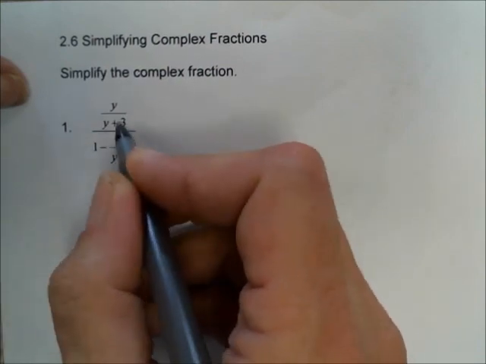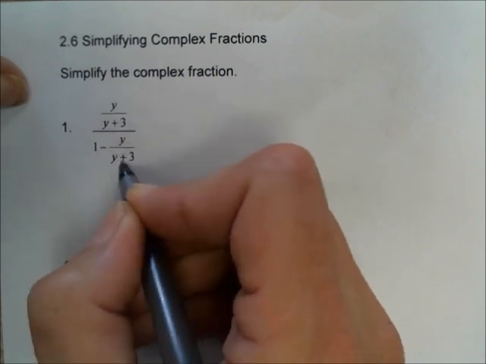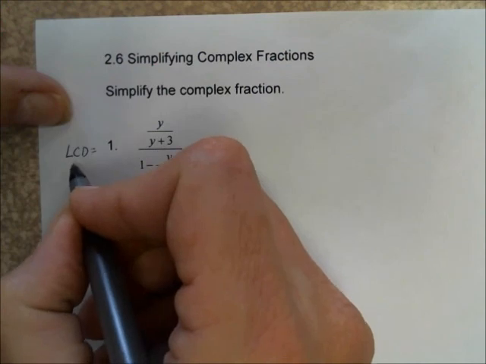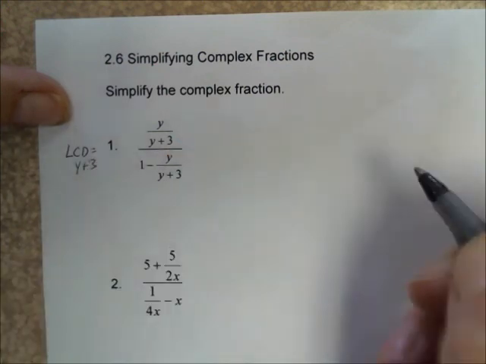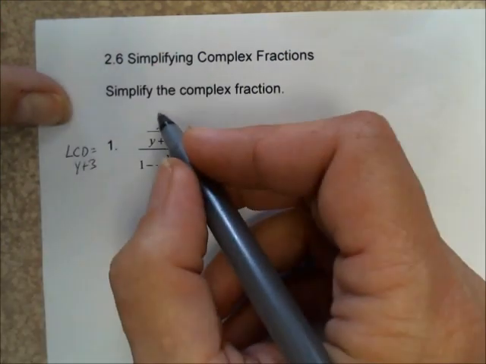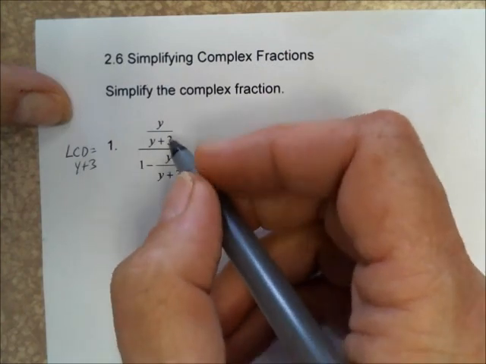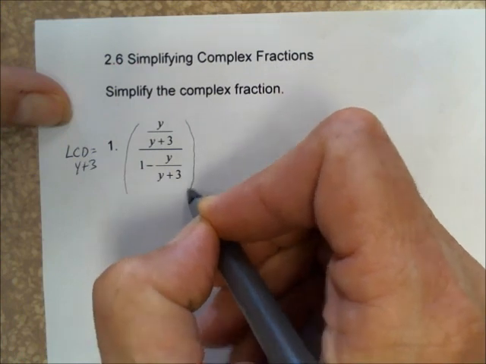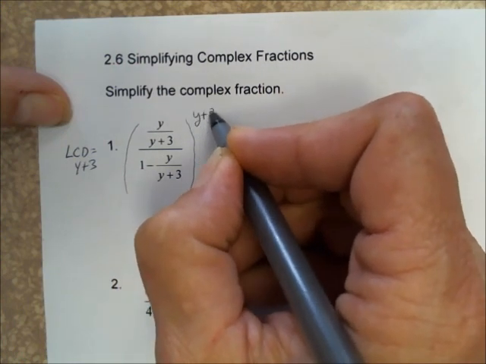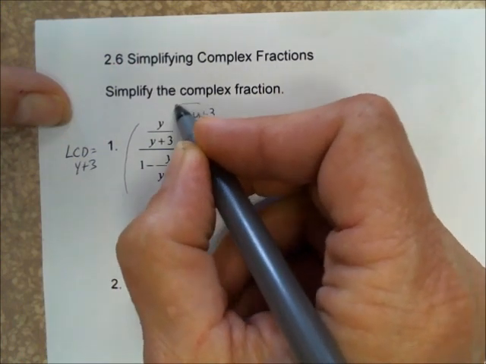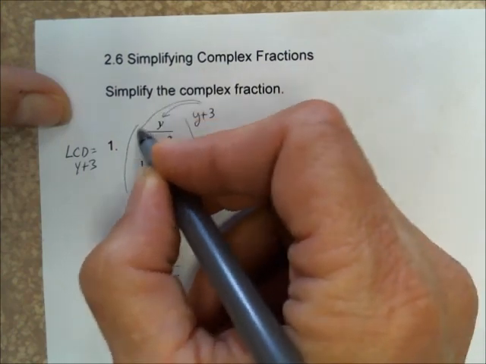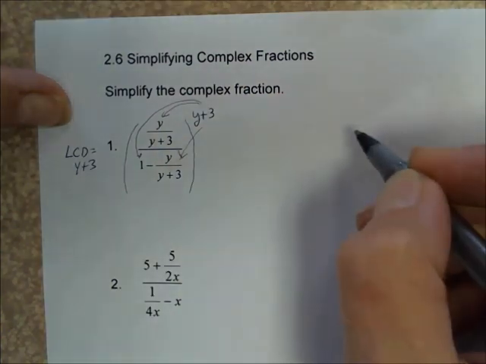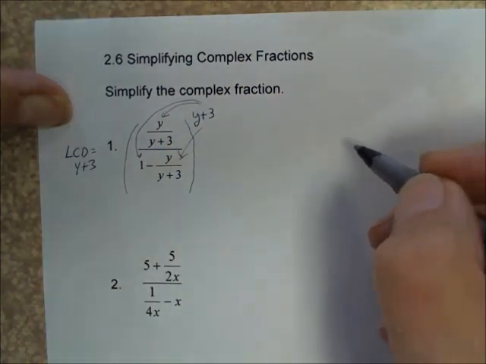So you have 3 terms, and the LCD amongst all of them is equal to y plus 3. So what we're going to do is multiply every single term by y plus 3. I'm going to shortcut a little bit. I'm going to put a great big y plus 3 up here at the top, and we're going to multiply that term and the 1 and that term by y plus 3, and that's going to clear the denominators.